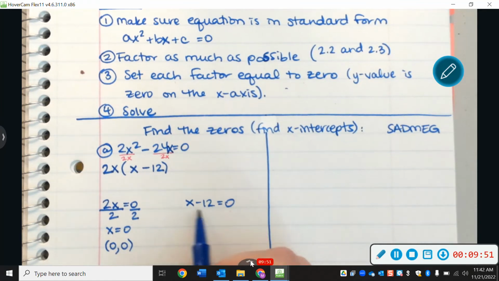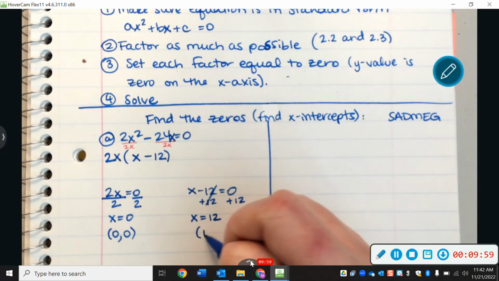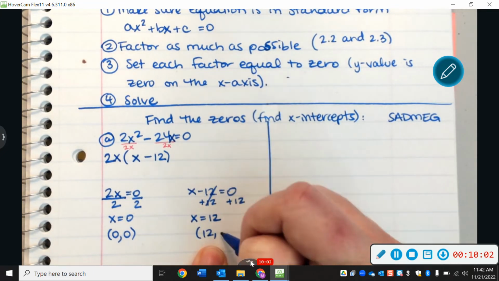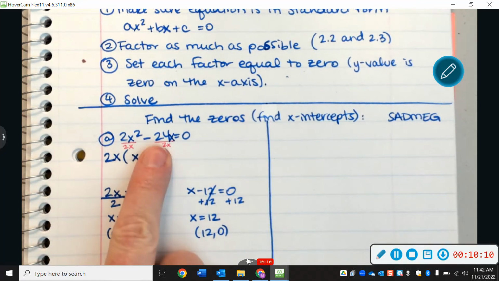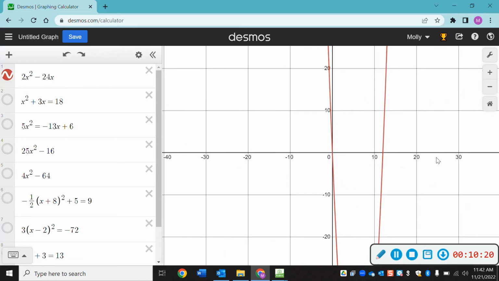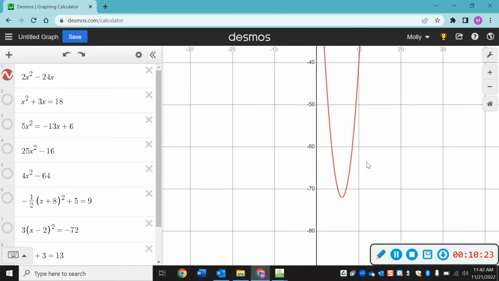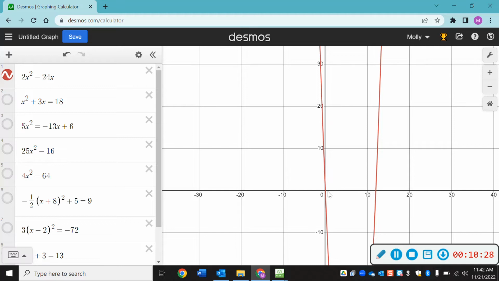This second equation, I'm noticing I have minus 12, so I'm going to go ahead and do the inverse. I'm going to add 12. So this other x-intercept should have an x value of 12 and a y value of 0. So I'm going to go ahead and show you on Desmos that this really is where this graph is crossing the x-axis. So if I go ahead and switch over to Desmos, this is the first equation that we just did. As you can see, one of my solutions is at 0, 0, and I'll zoom out a little bit so you can kind of see the whole parabola. This is a really crazy looking one. It goes all the way down past -70. But I'm just focusing on the x-intercepts for now.